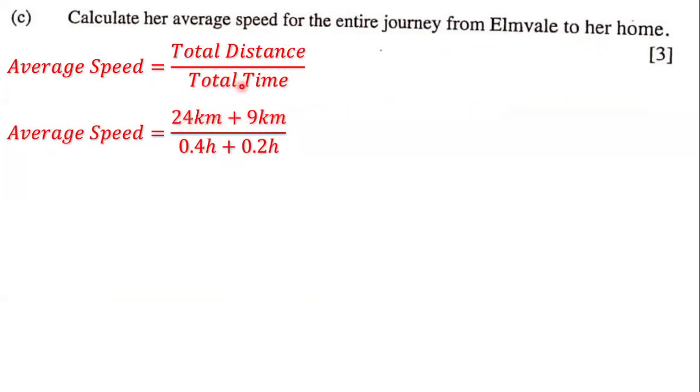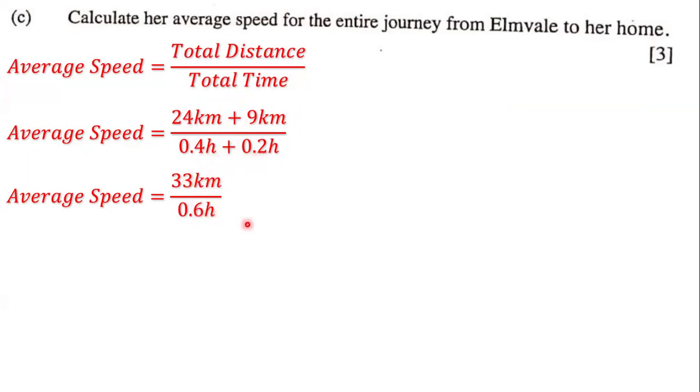And what is the total time? The total time is going to be 0.4 hours plus 0.2 hours. When we add 24 kilometers and 9 kilometers, we get 33 kilometers. And when we add 0.4 and 0.2, we get 0.6 hours.